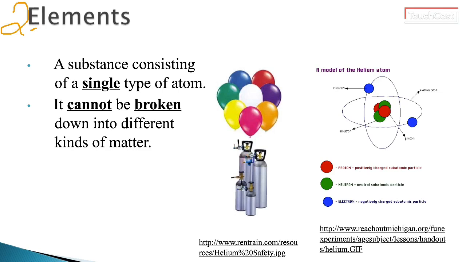My second question or main idea says, what is an element? Well, an element is a substance consisting of a single type of atom, and it cannot be broken down into different kinds of matter. So you know the periodic table of elements has all different kinds of elements from helium to hydrogen. Okay, you cannot break those down into anything else. Helium is always helium. It doesn't become anything different. You cannot split the atoms, nothing. It is what it is.